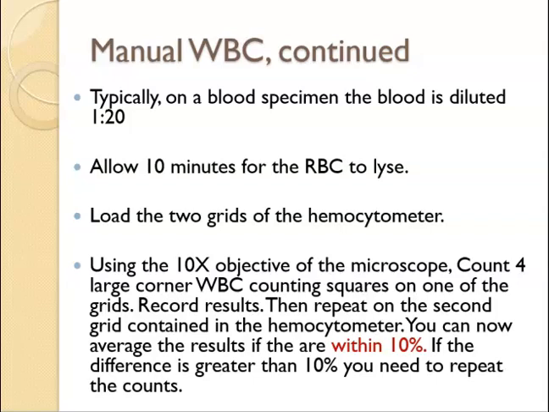For the white blood cell count, we're typically going to count the 4 large outside corner squares, which are typically our white blood cell counting squares. You're going to record the results. And remember, you're counting both grid squares. You're going to add the two counts together from each grid square and average. You can average the results and see if they're within 10%. If there's a difference greater than 10%, you're going to have to repeat your counts for your white blood cells.